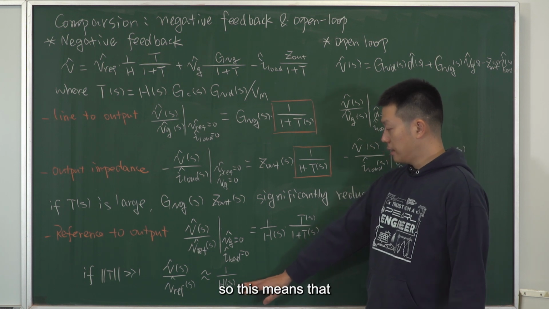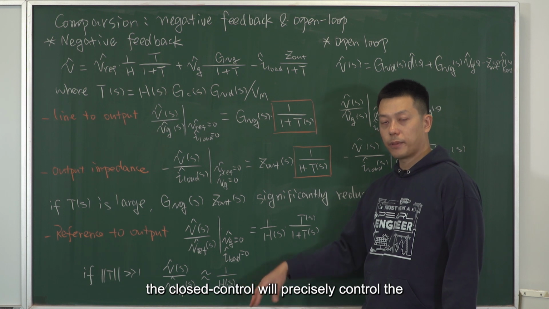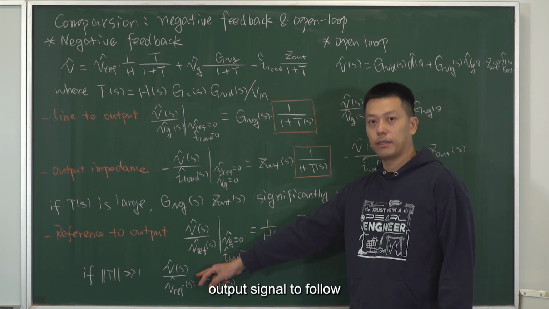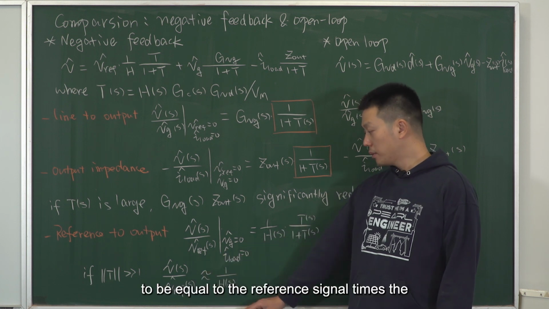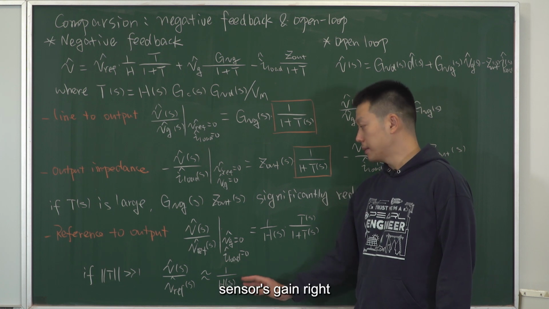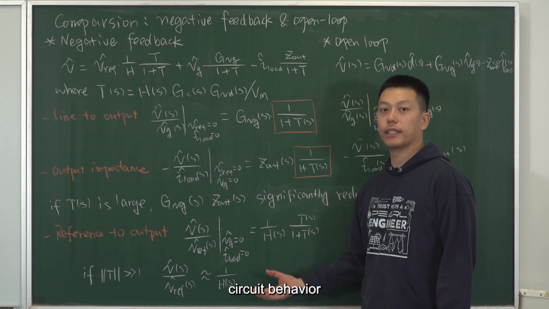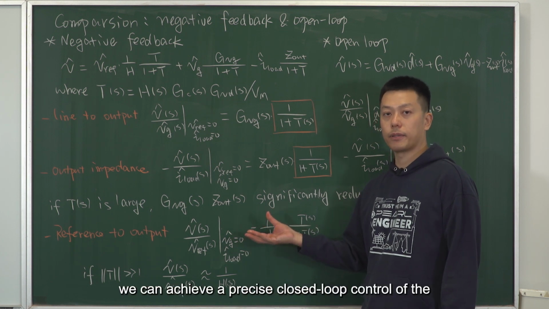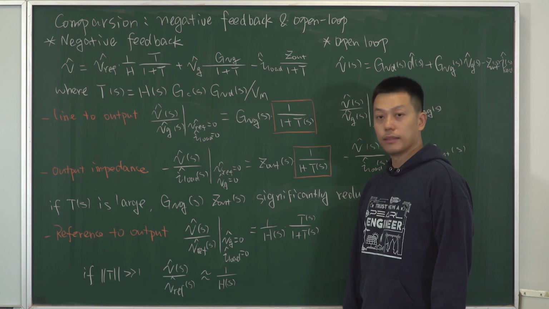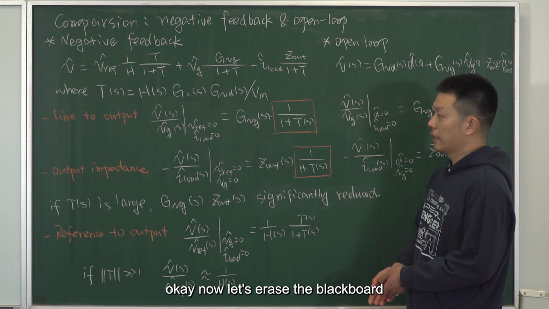So this means that the closed loop control will precisely control the output signal to be equal to the reference signal times the sensor gain, right? Which is a good circuit behavior. We can achieve a precise closed loop control of the desired output signal.